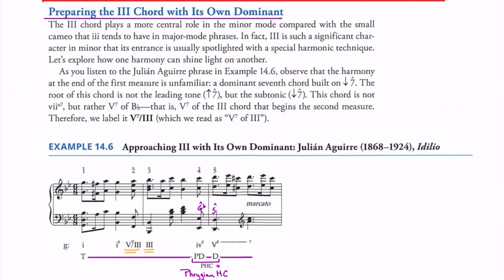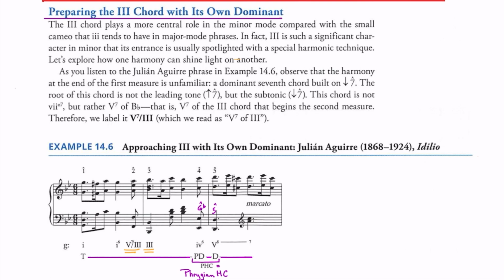In fact, in minor mode, the capital 3, the major chord, is such a significant character that its entrance is usually spotlighted with a special harmonic technique. So let's explore how one harmony can shine a light on the other. He wants us to listen to example 14.6, observing that the harmony at the end of the first measure is unfamiliar. It is a dominant chord built on scale degree 7. And in the harmonic minor, it's not the leading tone, it's the actual diatonic pitch.